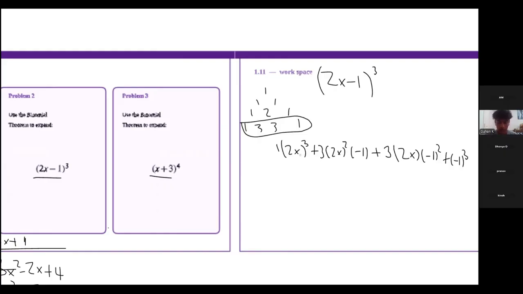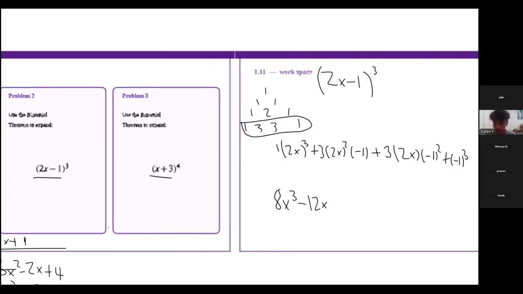Okay, so first, 2x to the third. That means we have to put 2 to the third and x to the third. So 2 to the third is 2 times 2 times 2, which is 8. So 8x cubed is going to be our first term. Then we have 3 times 2x squared times negative 1. So first of all, this whole term is going to be negative because the rest of the thing is positive, and then this is just negative. So we're going to do minus, and then 2x squared is just 4x squared, and 4 times 3 is 12, so minus 12x squared.